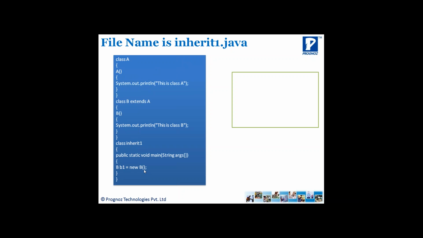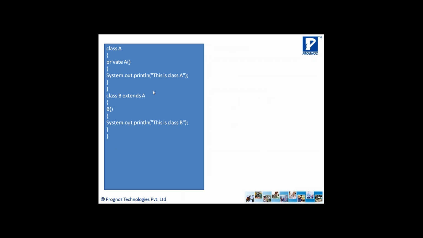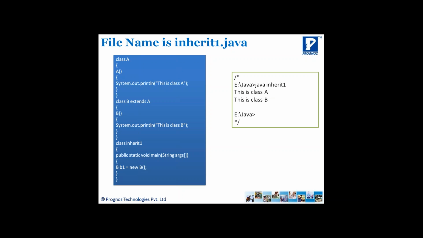The file name is inherit1.java. New B. Now you can see new B. Before going to the child, it goes to the parent and prints. This is the example we saw. Now, what is this? Class A is also executed, class B also executed. And here what is happening? It has a constructor, but see here, no access specifier is provided.